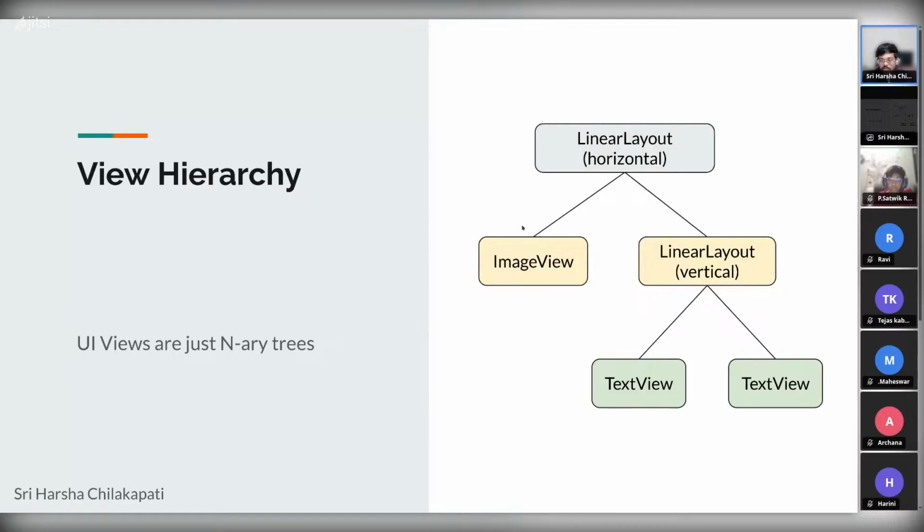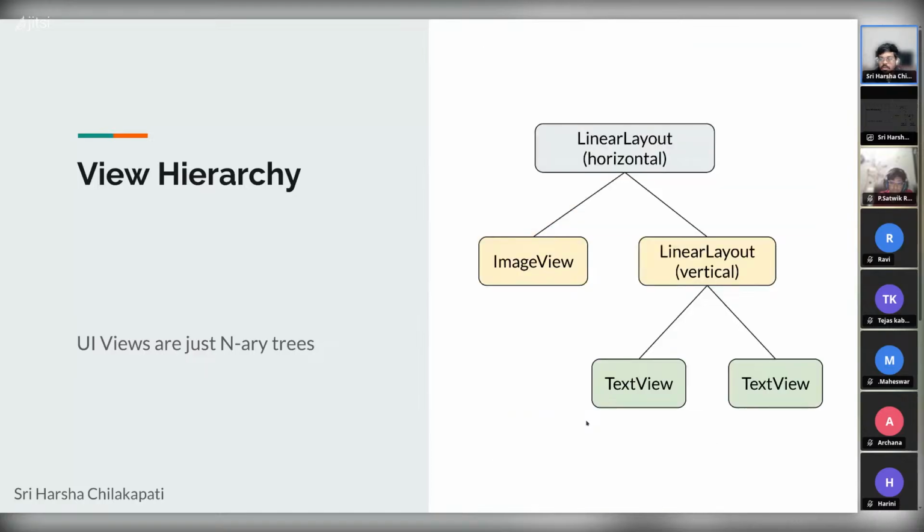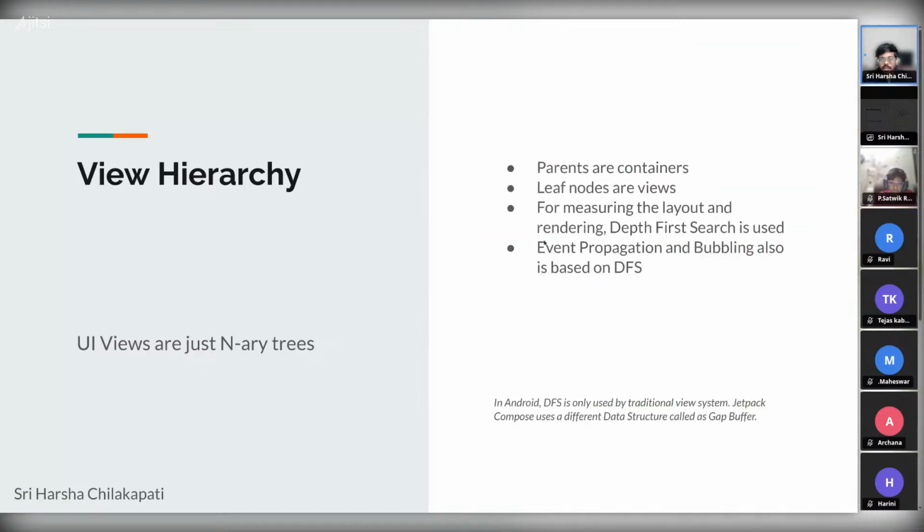So measuring, as in, if we go back here, you need to know how long a text will go. And if there is more text, it has to come down. So what should be the height of the text? What should be the width of the text? These things are part of the measuring phase. And then there is the drawing phase. So the layout, which is the measuring phase, and then the rendering, which is the drawing.